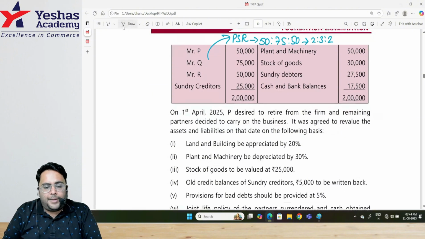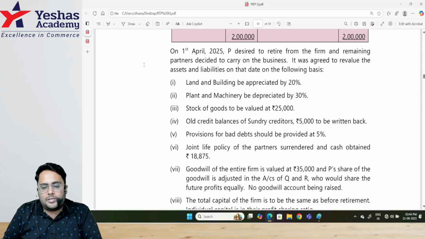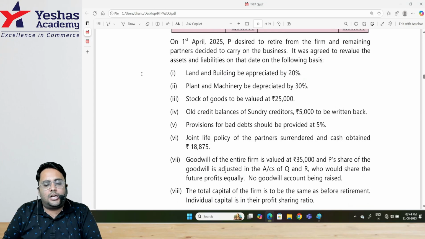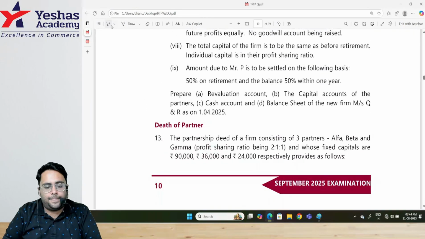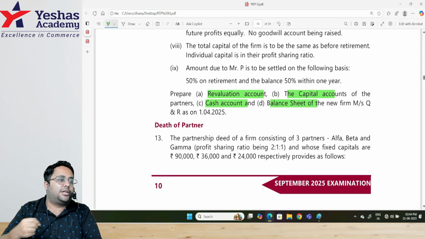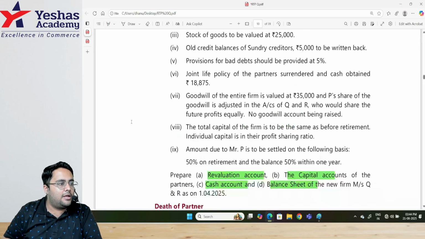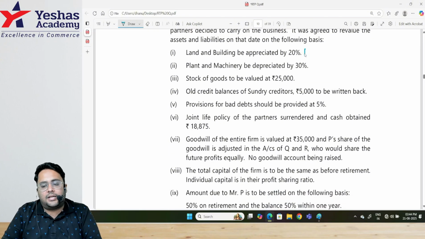On 1st April, P desired to retire from the firm and the remaining partners decided to carry on business. It was agreed to revalue the items on the following basis. I first read what is the requirement. Prepare revaluation account, capital account of the partners, cash account and the balance sheet. Can you all tell me the treatment immediately? Land and building to be appreciated by 20%. Revaluation account, credit side.